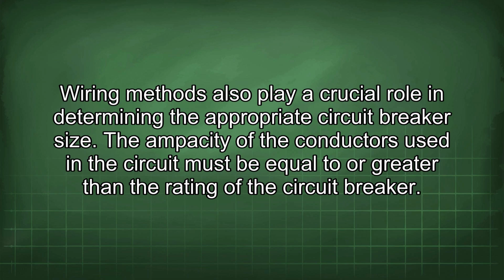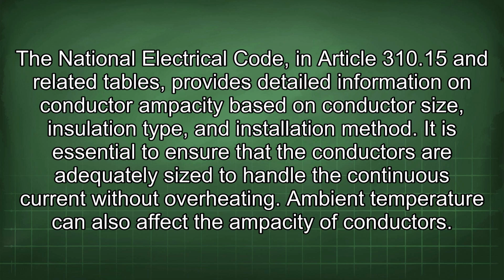Wiring methods also play a crucial role in determining the appropriate circuit breaker size. The ampacity of the conductors used in the circuit must be equal to or greater than the rating of the circuit breaker. The National Electrical Code, in Article 310.15 and related tables, provides detailed information on conductor ampacity based on conductor size, insulation type, and installation method. It is essential to ensure that the conductors are adequately sized to handle the continuous current without overheating.